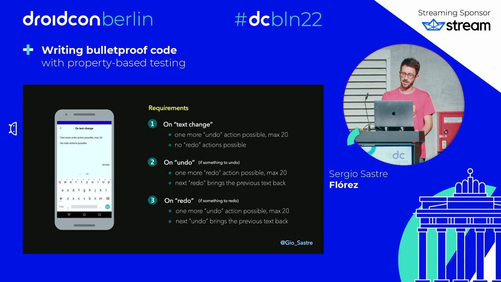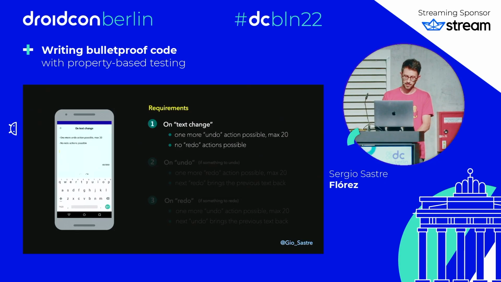And we're going to start again with the text change. So at the start, the undo button is disabled. And when we start typing, the undo button becomes enabled, because on every text change, one more undo action becomes possible, up to 20.